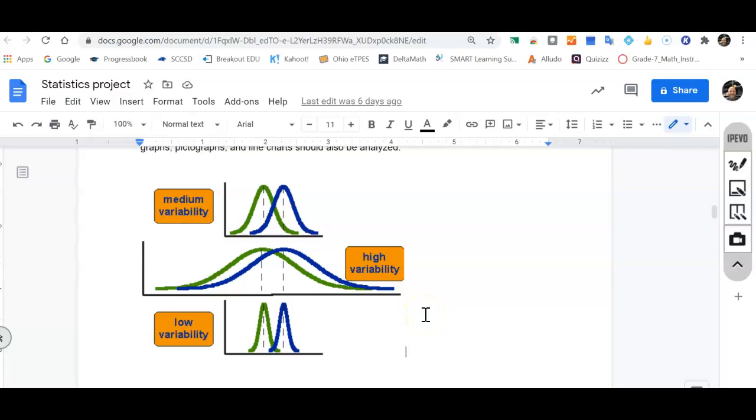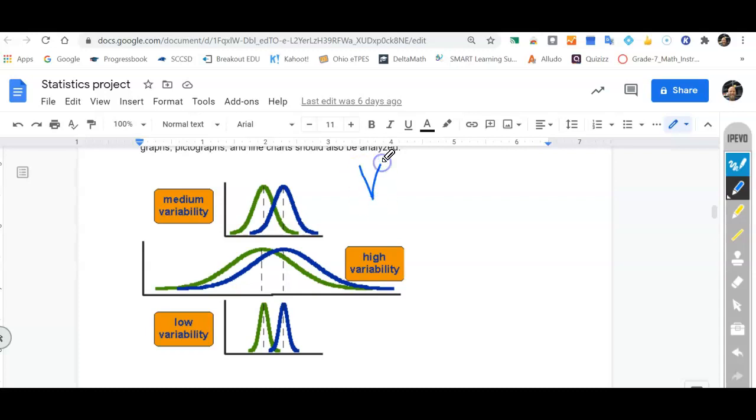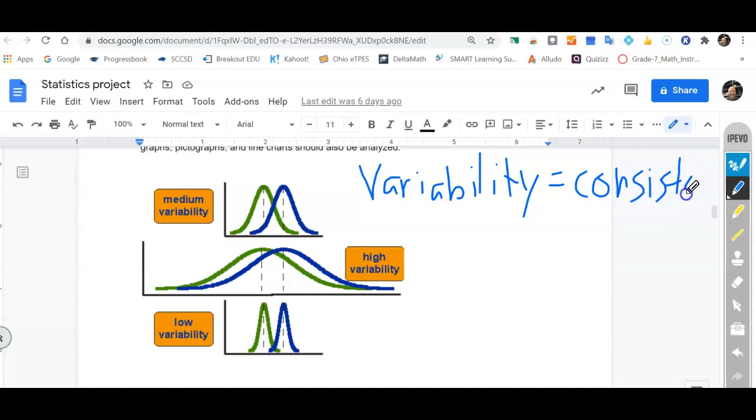Okay, so today we are looking at measures of variability. This is what I would write down. Variability equals consistency. See? Variability equals consistency. That was the best synonym that I could think of yesterday.